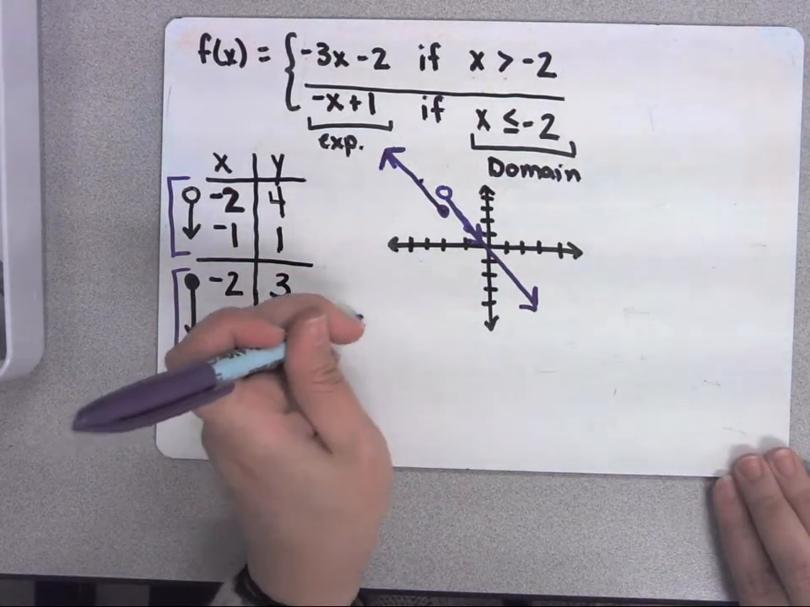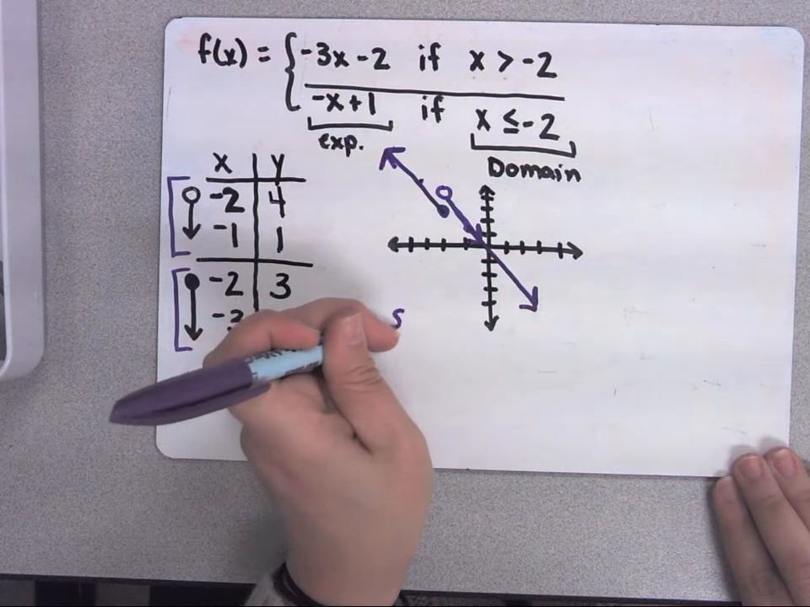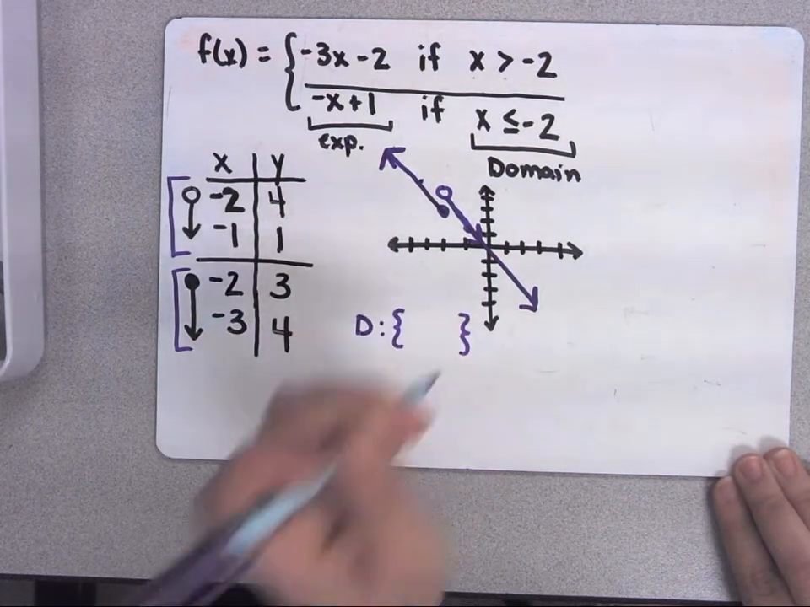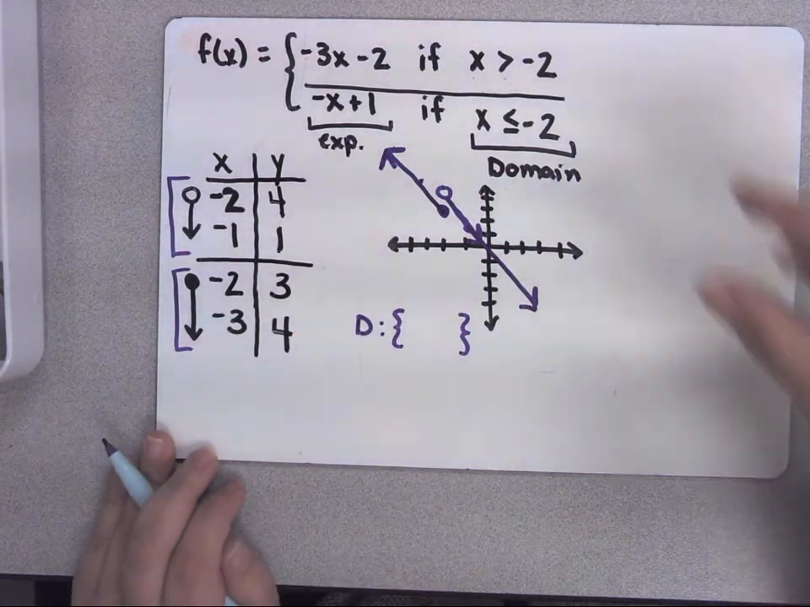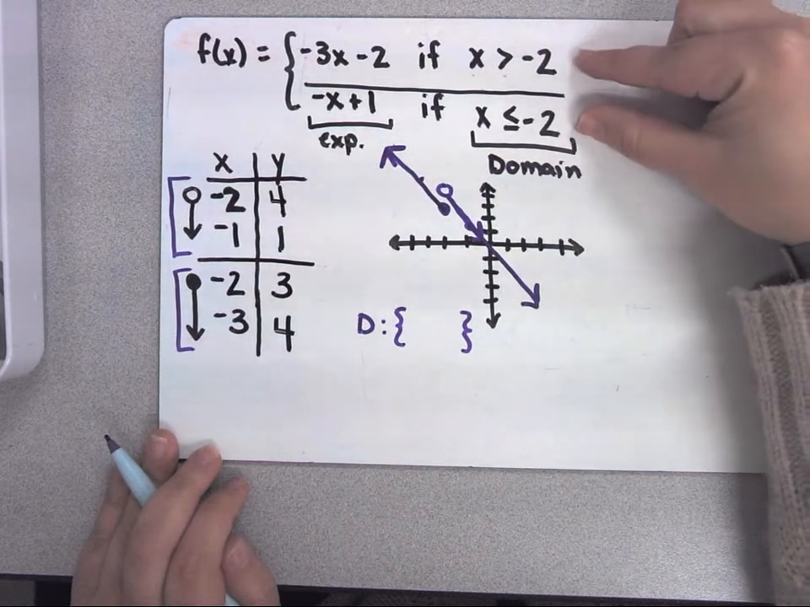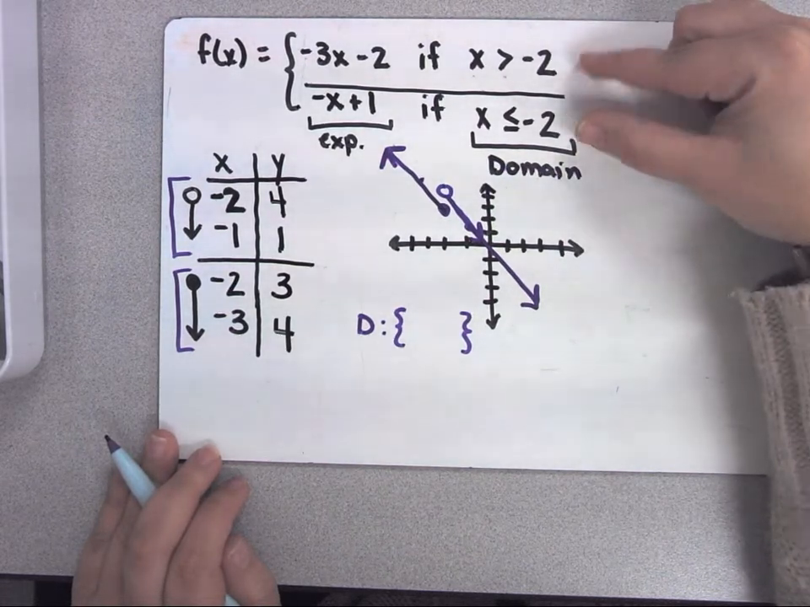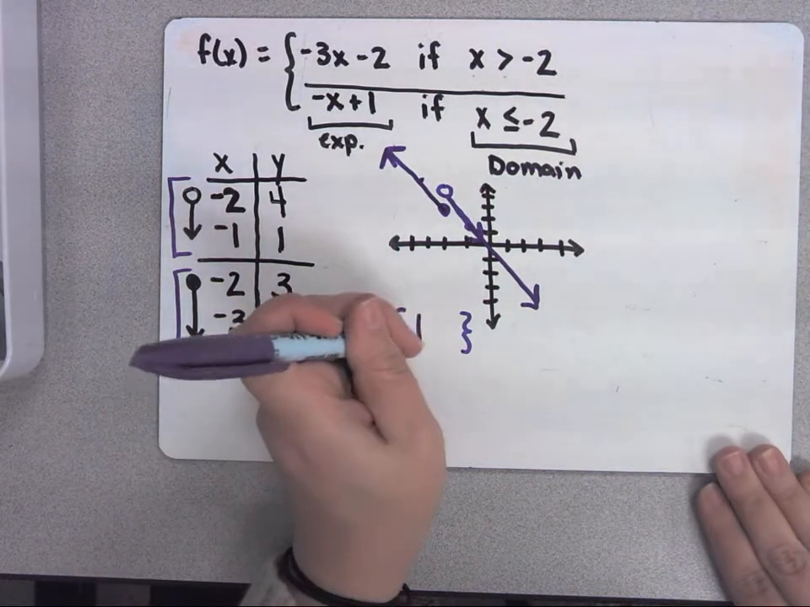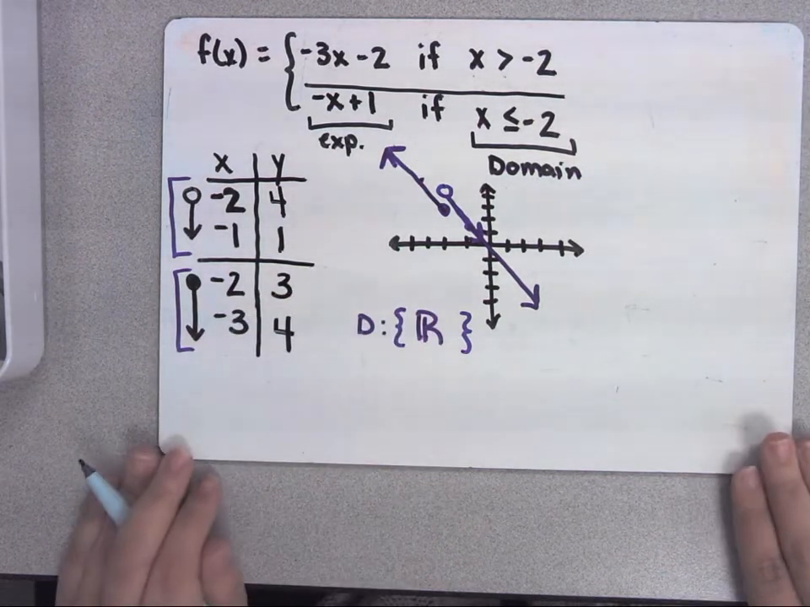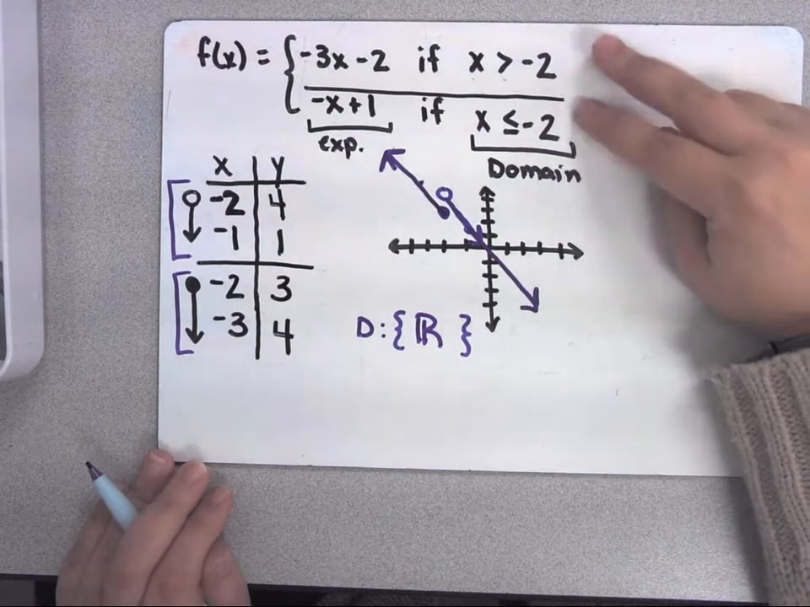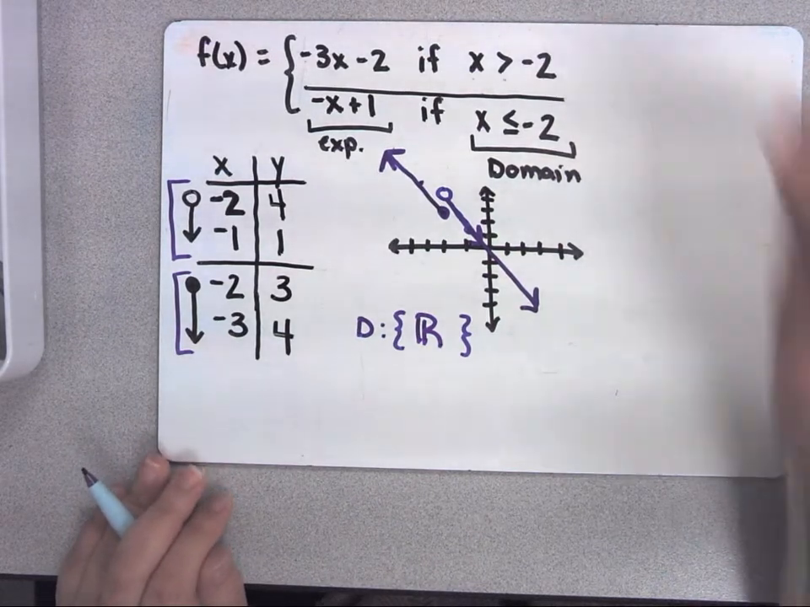Now your domain. Since your numbers are the same, your answer will always be all real numbers or double bar R, which means the same thing. Remember, if these numbers are different, you're going to have to look at it the way you look at the range.